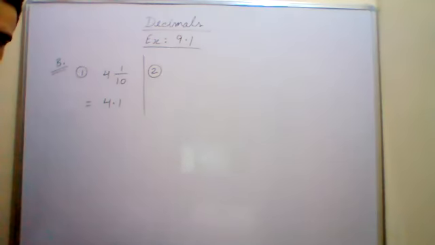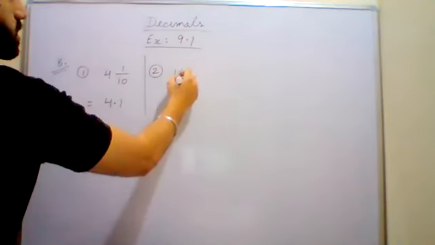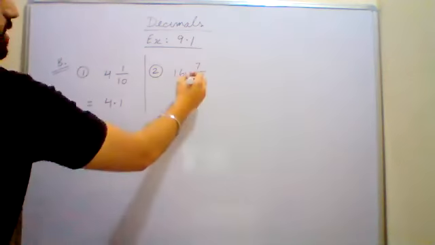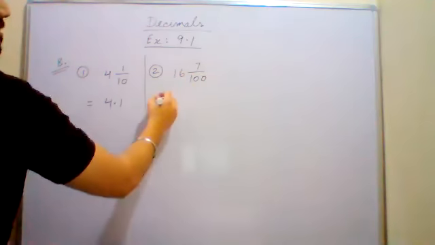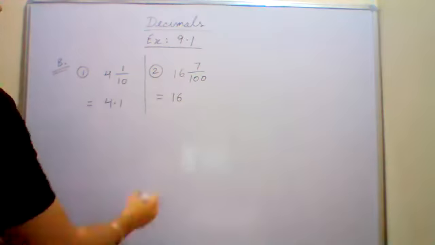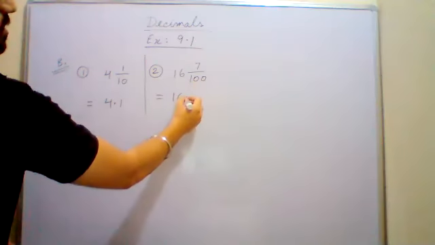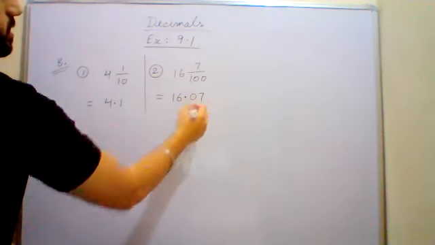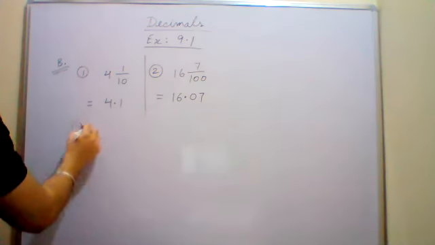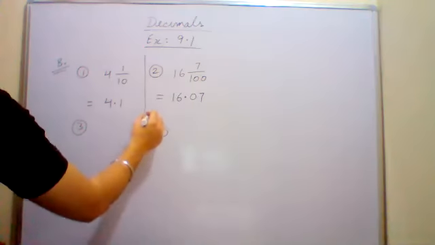Sir, can we start doing? Wait. 16 whole 7 upon 100. We have understood how to do this. 16.07. Two zeros are there, therefore 0.07. So the answer is 16.07. Do the third and fourth part on your own.